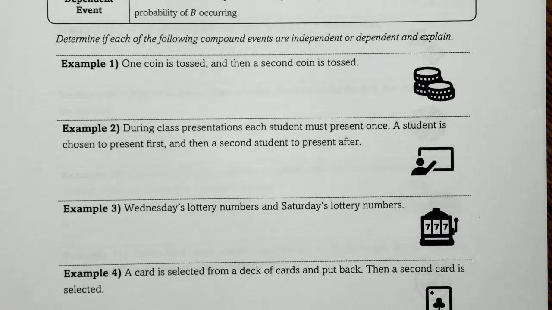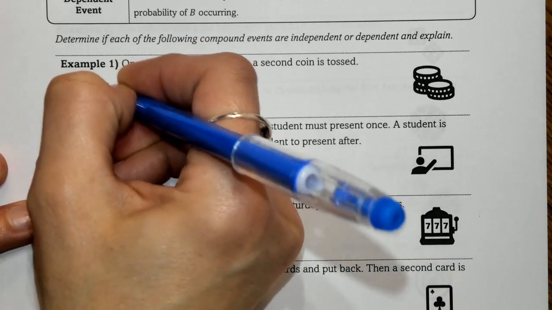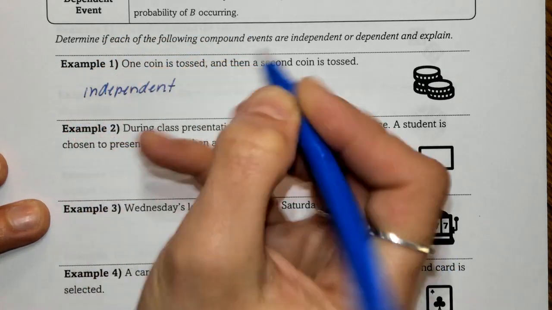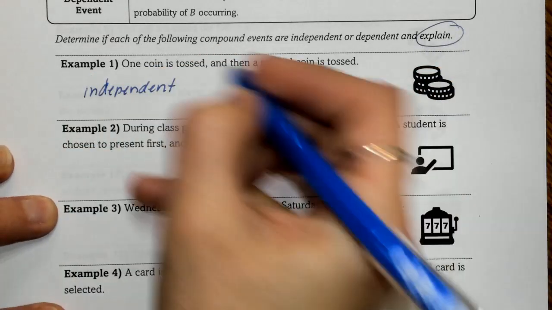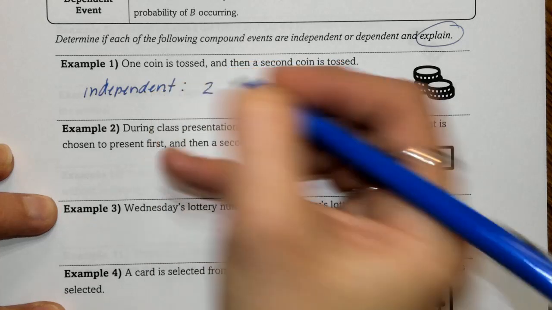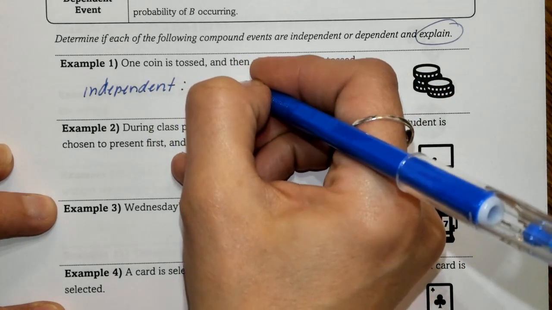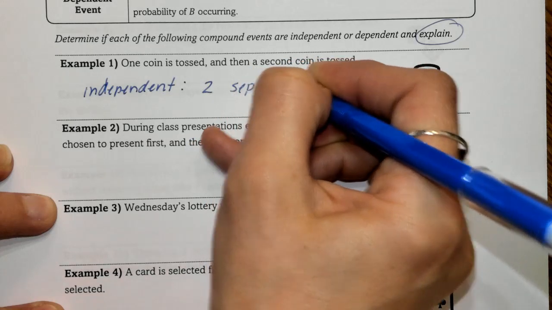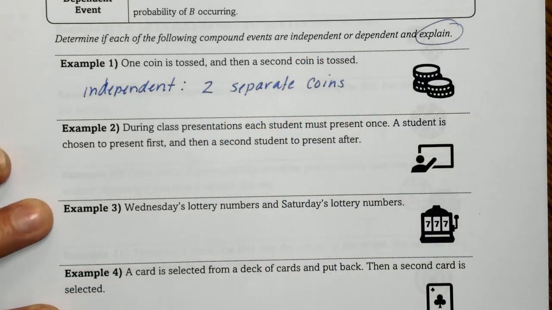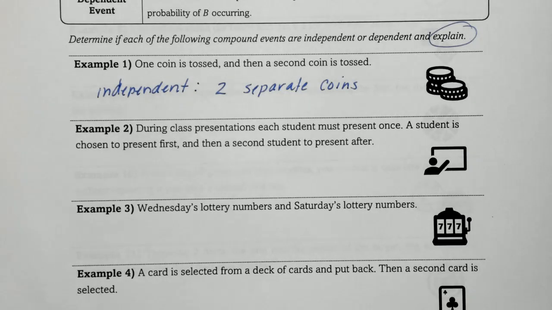So example number one, we have a coin is tossed. Then a coin is tossed a second time. You have to ask yourself, the second time I flip that coin, what I got on the first flip, is that going to make a difference in what I'm going to get on the second flip? No, they have absolutely no correlation here. So this is going to be an independent event. And we do want to make sure that we are explaining. The reason why is we have two separate coins. Even if it was one coin, it still would not matter.